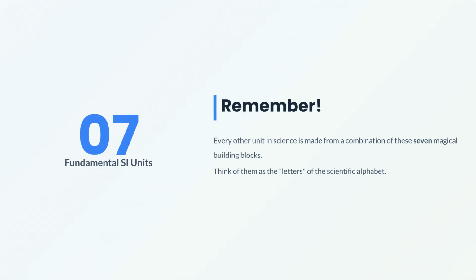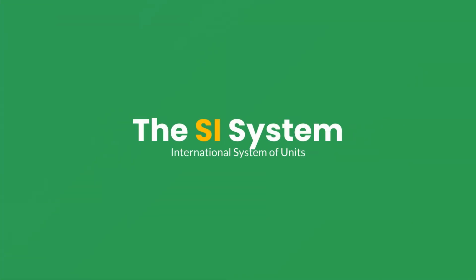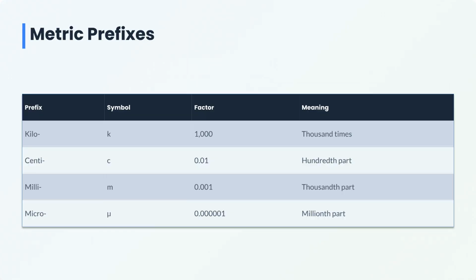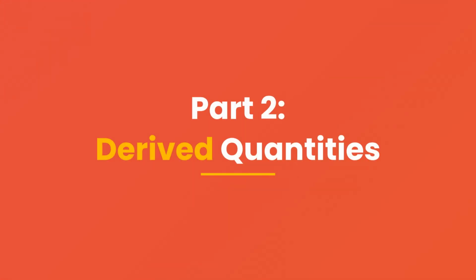Remember, every other unit in science is made from a combination of these 7 magical building blocks. Think of them as the letters of the scientific alphabet. This brings us to the SI system, or the International System of Units. Adopted in 1960, the SI system is used globally. It serves as a universal language, provides precision through unchanging physical constants, and offers easy scalability using decimal prefixes. Metric prefixes help us scale units easily, from the 1,000-fold magnitude of kilo down to the millionth part represented by micro.